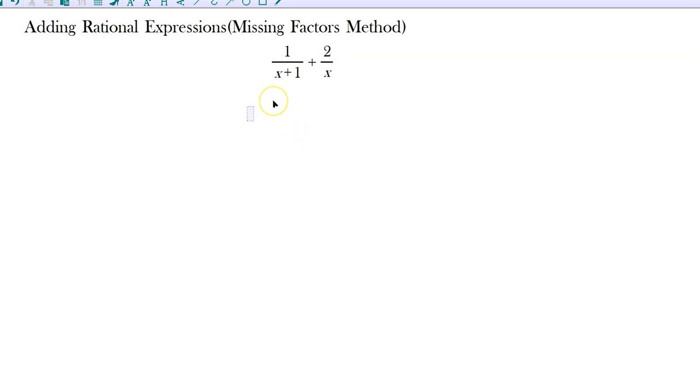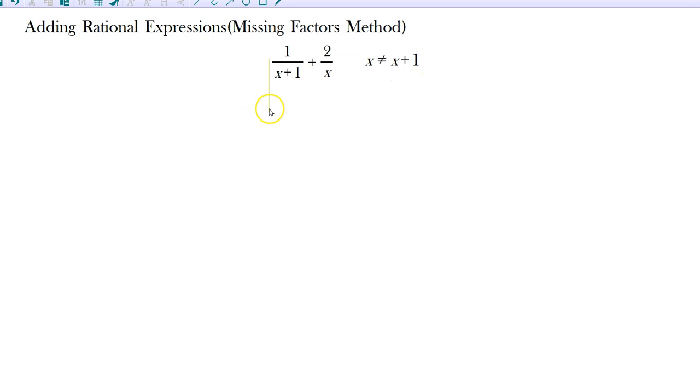Welcome friends, in this one let's take a look at adding some rational expressions. We'll call this the missing factors method. So look at this, you have 1 over x plus 1 plus 2 over x. Now clearly we can tell that x is not the same as x plus 1. There are different denominators, in other words, so we have to reconcile them. We have to make them the same somehow.